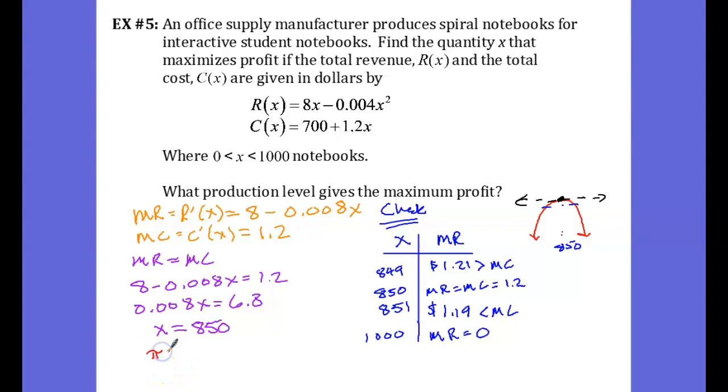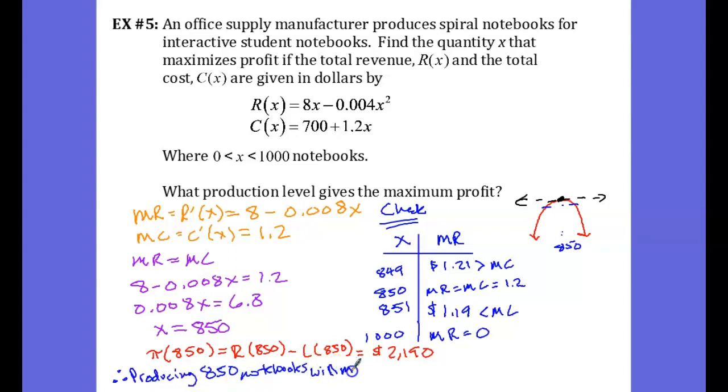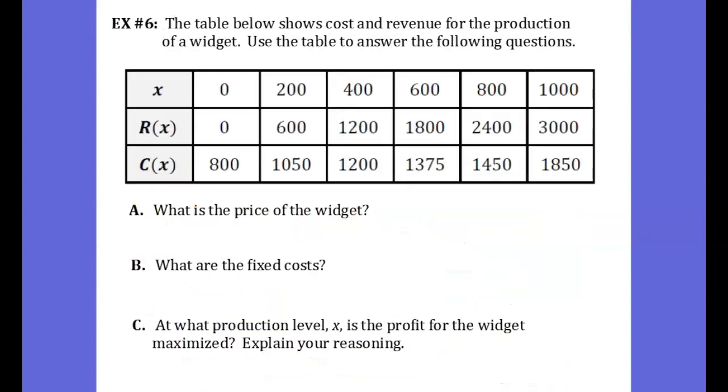Well, let's find our profit function value for 850. So pi of 850, that's going to be revenue of 850 minus the cost at 850. And so we can do this on our calculator, and we get $2,190. So now we're going to make a conclusion. Therefore, producing 850 notebooks will maximize profits at pi of 850 equals $2,190.